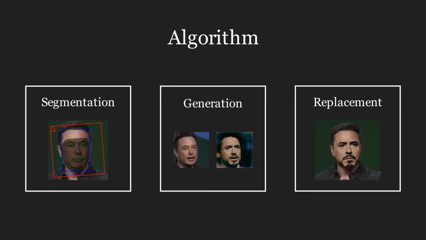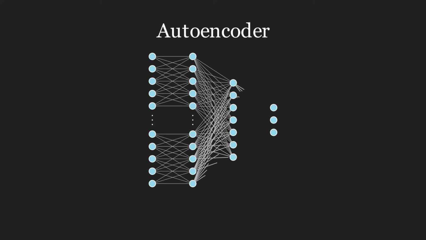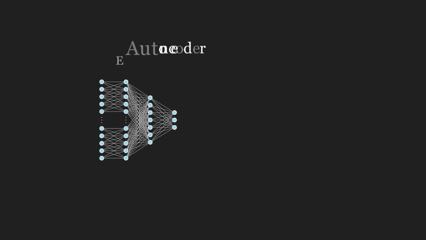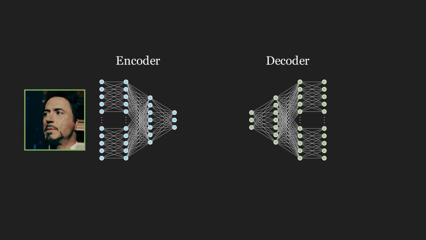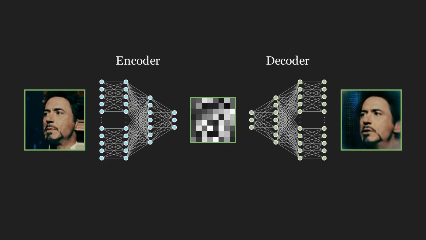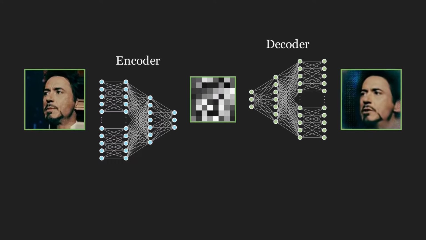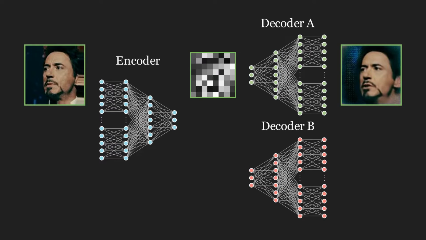In this video, we will take a look at the key part, face generation. The algorithm that DeepFaceLab uses is a neural network called an autoencoder, which consists of 2 main parts, the encoder and the decoder. The encoder compresses data, in this case faces, into relatively small dimension vectors, and the decoder reconstructs the compressed vector into original data. DeepFaceLab's algorithm consists of 1 encoder and 2 decoders to decode the source and the destination.